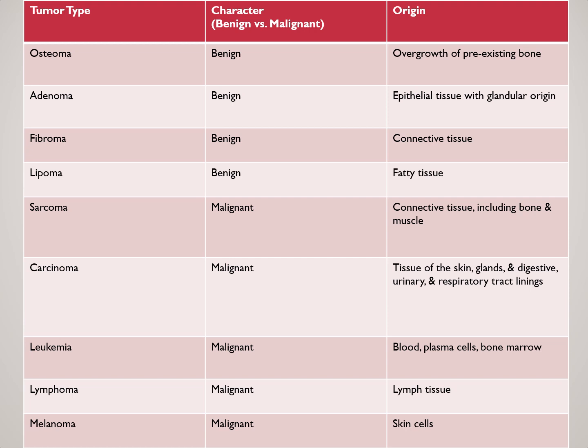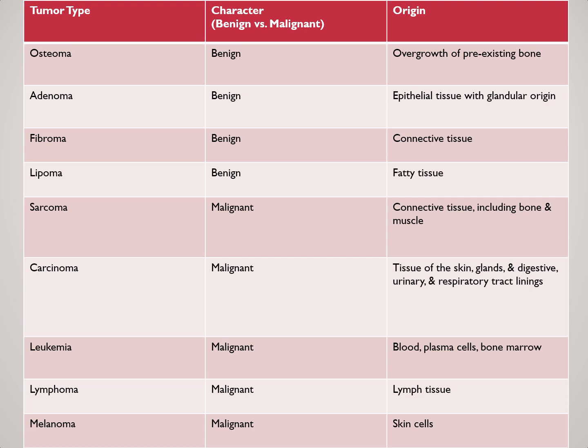This table outlines the different types of tumors and which ones are benign versus which ones are malignant or cancerous. You can also see this in your book, Table 11.2 on page 148. So, an osteoma, and if you're good at word building, you can break down the word and figure out where the origin is. Osteoma is a benign tumor type. It is non-cancerous, and it is an overgrowth of pre-existing bone.